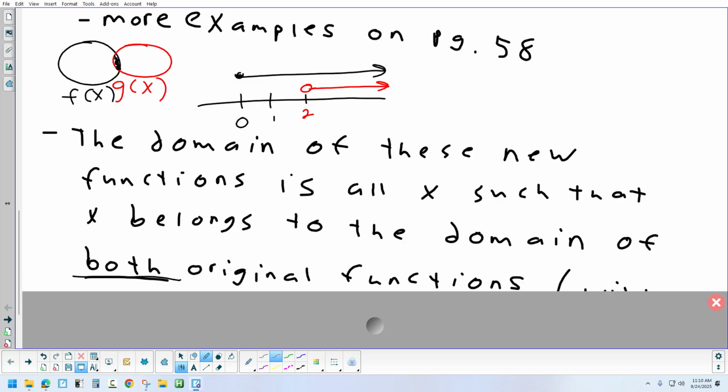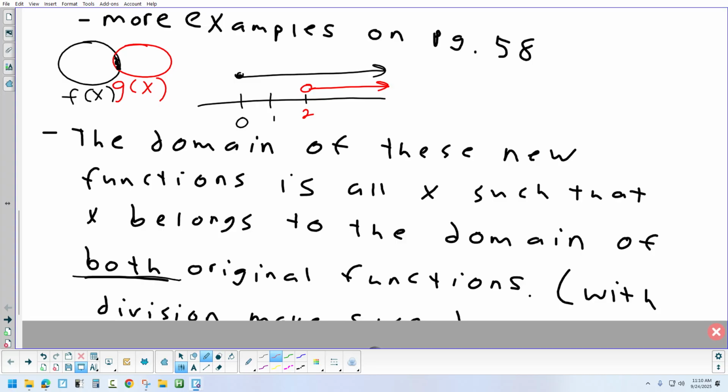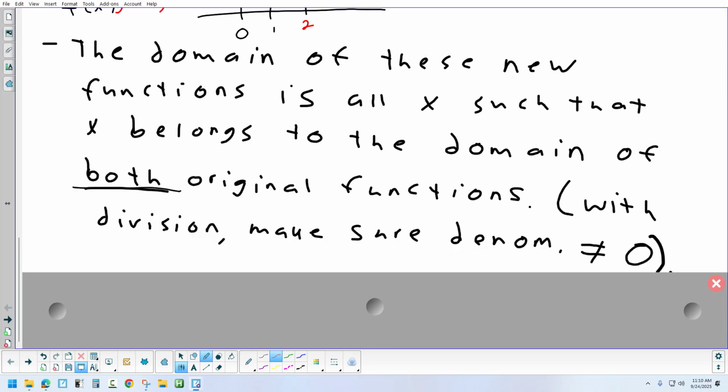Now, one thing we do have to be careful of, especially when we combine functions with division, we have to make sure that we don't do something. What do we always have to make sure we don't do with division? Yeah. Divide by 0. Okay?